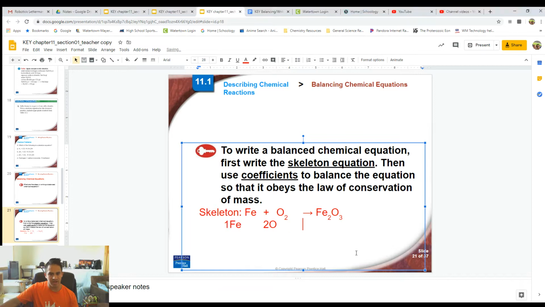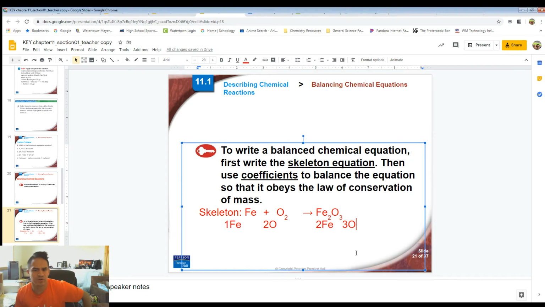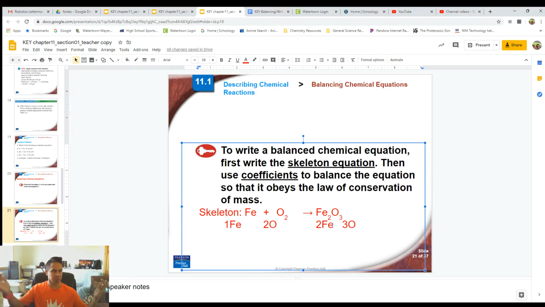And on the product side, after these things have reacted with each other, we now have 2 irons and 3 oxygens. Now, maybe for someone who doesn't know chemistry very well, you might go, well, I don't see what the problem is. Here's the problem. We started with 1 iron, and on the product side, we have 2. Where did the second iron come from?